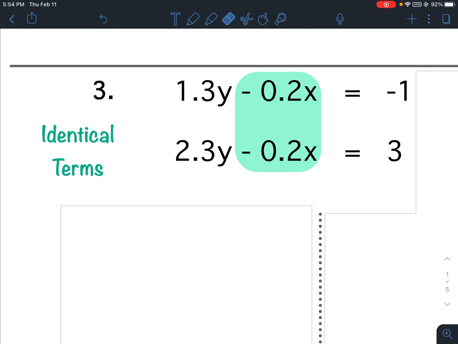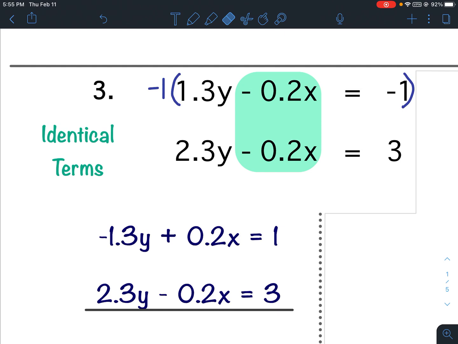What do we do when we have identical terms? We multiply one of the equations by -1. Identical terms means the signs are the same. To get opposites, I need to change one of the signs. How do you change the sign of a number? You multiply by -1. So I'm going to multiply the top equation by -1.